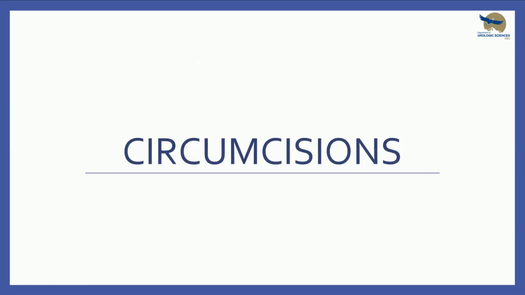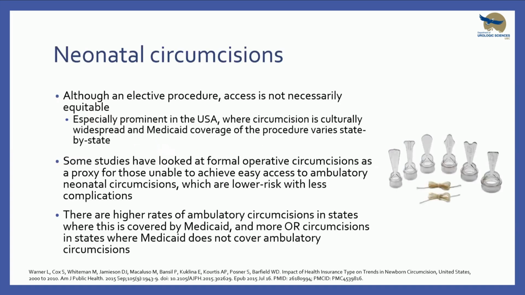Let's move on and discuss circumcisions. So neonatal ambulatory circumcisions are an elective procedure, but the access to this basic elective procedure is not necessarily equitable. And this actually is a very fertile ground of study, especially in the US, because circumcision is culturally widespread and Medicaid coverage of the procedure varies state by state. I think it provides an interesting opportunity to look at racial and income inequalities, and especially to look at how they're choosing to design these studies.